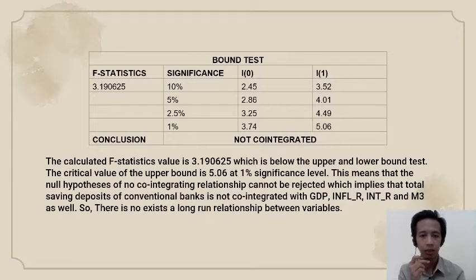Here is the bound test. The calculated F statistic value is 3.190625, which is below the lower and upper bound. The critical value of the upper bound is 5.06 at 1% significance level. This means that the null hypothesis of no co-integrating relationship cannot be rejected, which implies that total saving deposit of conventional bank is not co-integrated with GDP, inflation rate, interest rate, and money supply as well. So there does not exist a long-run relationship between these variables.